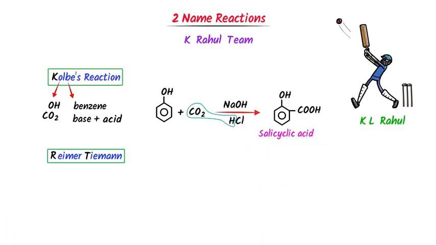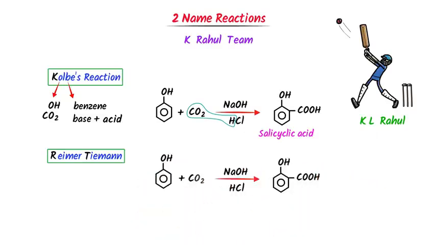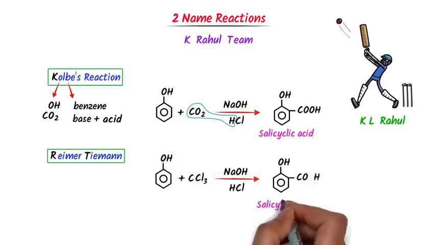In case of Riemer-Tiemann's reaction, I rewrite the above reaction. Now listen carefully. I cut this O2 and this oxygen of COOH. I replace only the O2 by Cl3. Let me repeat it. I cut this O2 and this O of COOH. I replace only this O2 by Cl3. We get a new substance and we call it salicylaldehyde. Thus this is Riemer-Tiemann's reaction.